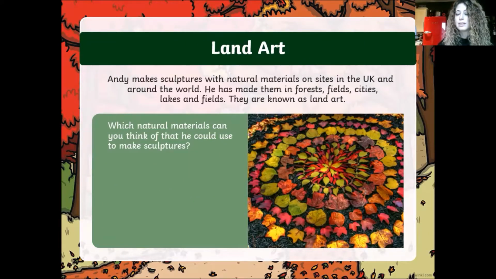So his art is called land art. He makes sculptures out of natural materials on sites in our country, in the UK, and around the world. He's made them in forests, in fields, in cities, in lakes. They are known as land art. Which natural materials can you think of that he could use to make his sculptures? What do you think?